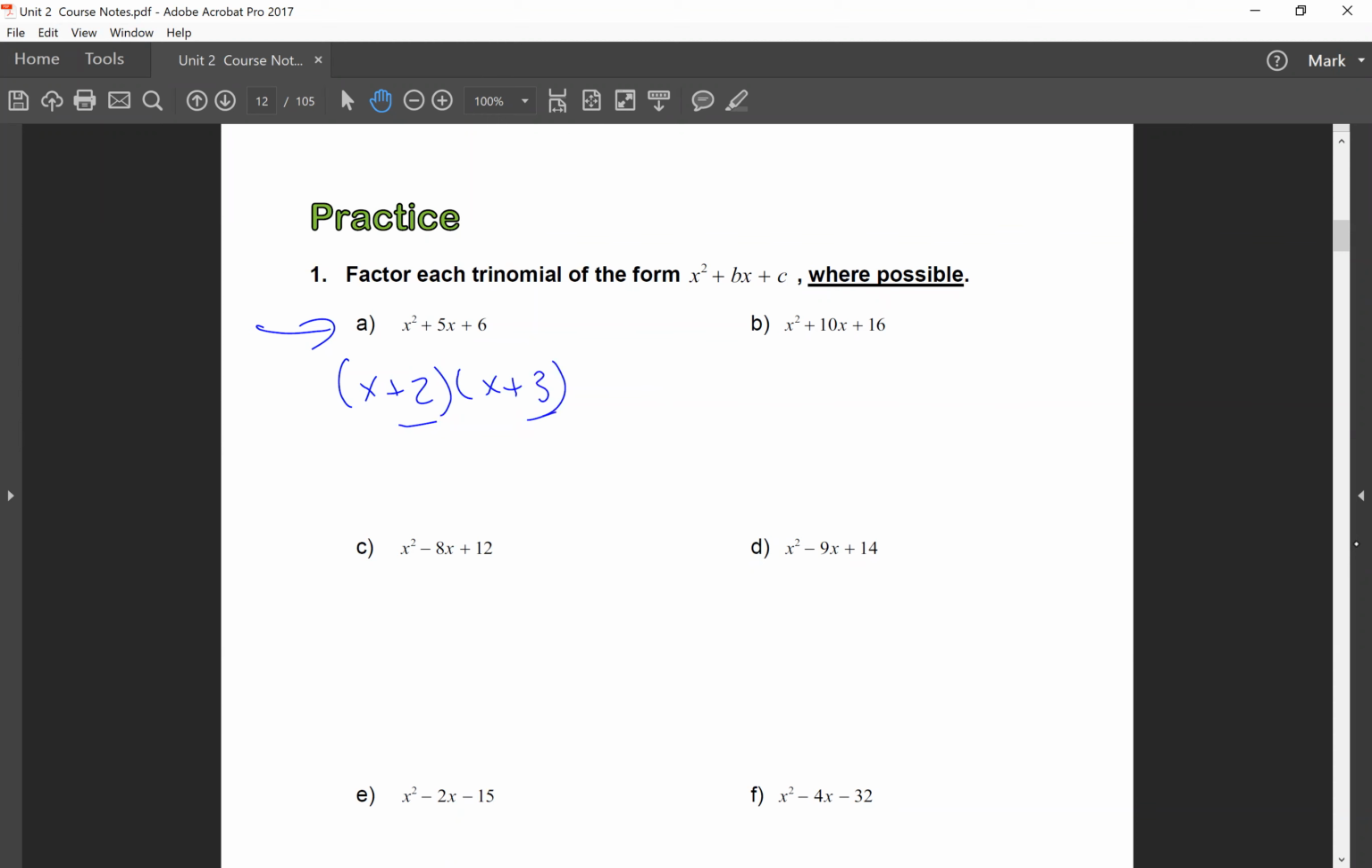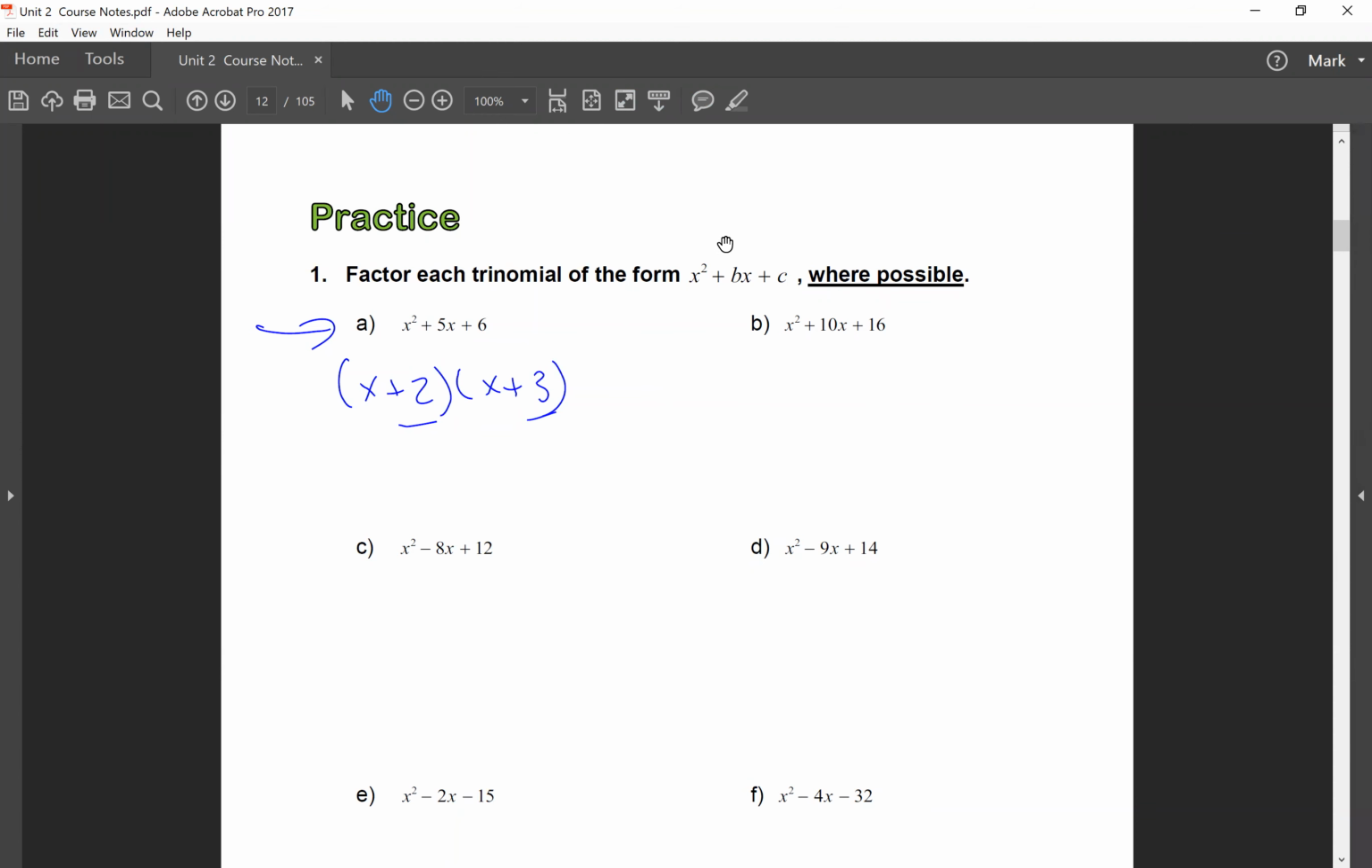3 times 2 is 6. 3 plus 2 is 5. So sometimes, like question 1a, they can be really, really simple. Sometimes when you get negatives, like if you look down at F or E, they can be a little bit more challenging. So I'd like to give you guys a couple minutes to try this.